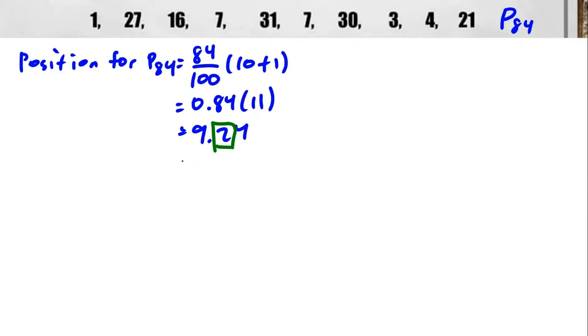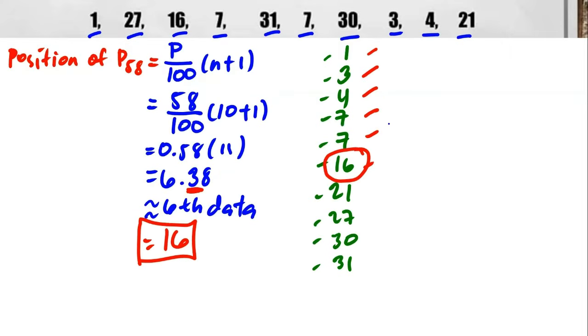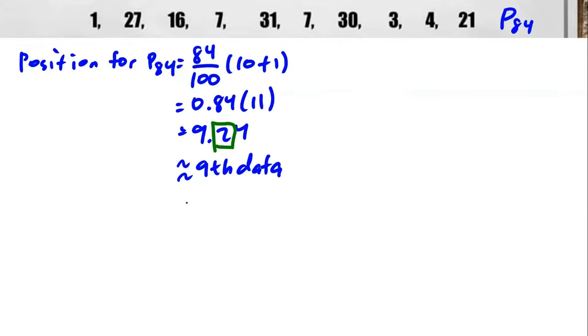tenths digit. So we have 2, below siya sa 4, kaya kukunin natin yung pang 9th na data. So tingin tayo ulit kanina. So pang 9th na data, we have 1, 2, 3, 4, 5, 6, 7, 8, 9. So yung 30 yung kukunin natin as our final answer. Okay, so yan ang step para makuha natin yung position ng isang percentage at kung paano kunin din yung percentile natin.